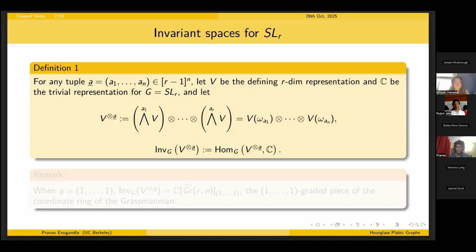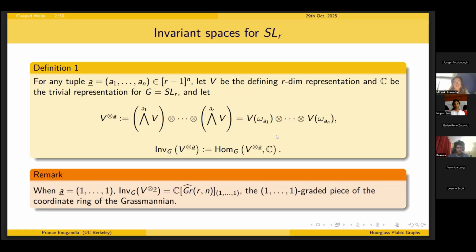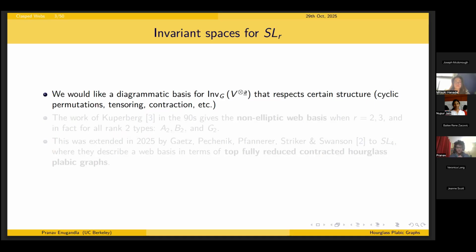So a special case of this: if I pick all my exterior powers to be the first exterior power, so it's just V itself, then this tells me something about the coordinate ring of the Grassmannian. So this is some geometry if you're geometrically inclined. But yeah, I'm not going to be talking too much about geometry this time.